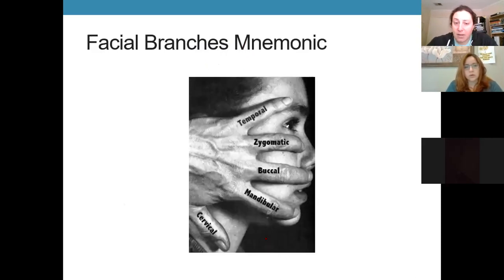Again, you don't need to know this right now, but I just find it amusing that they come up with a mnemonic using somebody's hand. I don't know how that's meant to help, but there you go.